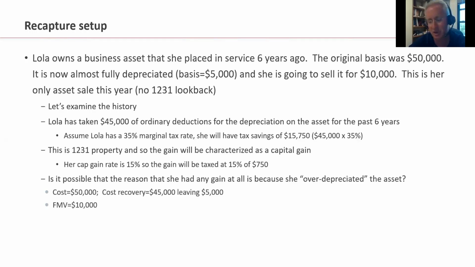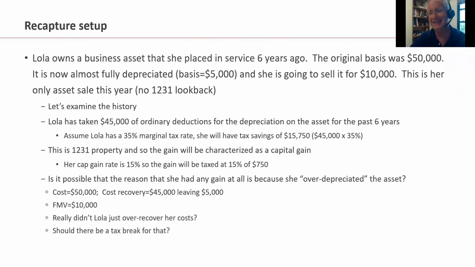If depreciation tracked economics perfectly, which we can all admit it doesn't. But if it did, she would have only depreciated this thing $40,000. And then the basis would equal the market value at the time of sale. So didn't she really just over-recover her costs? And by over-recovering her cost, didn't she get an additional ordinary deduction that then flips around and becomes a capital gain income? This is a good answer for the taxpayer, but it's a really bad answer for the IRS and revenue. So their question is, should there be a tax break for that? The answer is no.